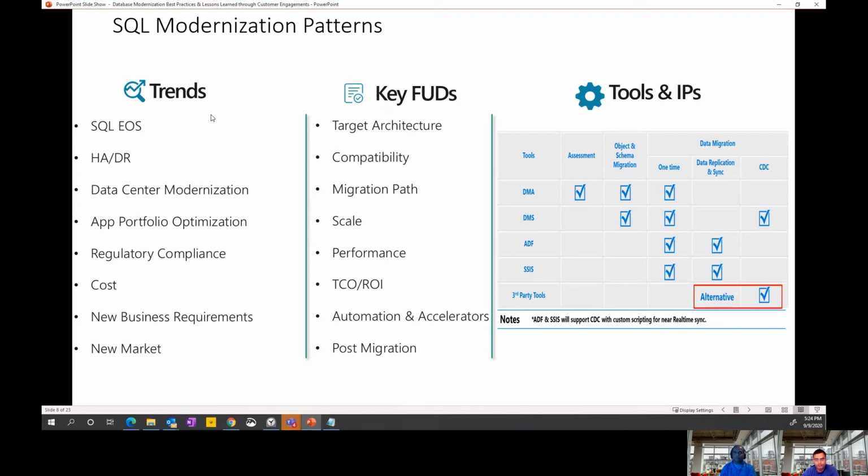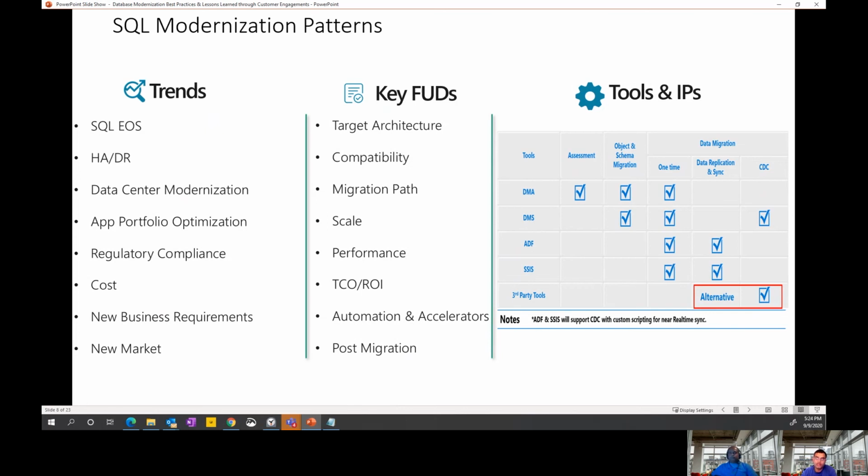We also wanted to make sure that you understand what trends we, as a product company, a platform company, are seeing from SQL modernization. Definitely SQL end of support is one of the trends. HADR we talked about. Data center modernization, app portfolio optimization, compliance, we had talked on the previous slide, cost, new business requirements, new markets. I'm not going to go in depth on these trends because we have just talked about them and this should not be news to you. Many of you already know this, and there are many more, as I said earlier.